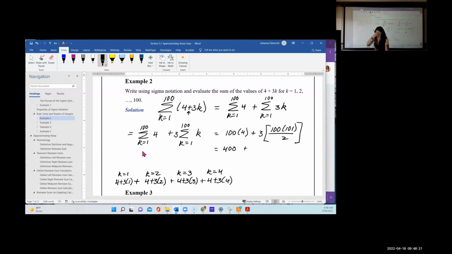plus, what does that come out to be? 3 times 50. I got 5,050. And then times 3. Yeah, and then I get 15,150. Your answer was correct. And then plus the 400 would give us 15,550. Right? Are there any questions?